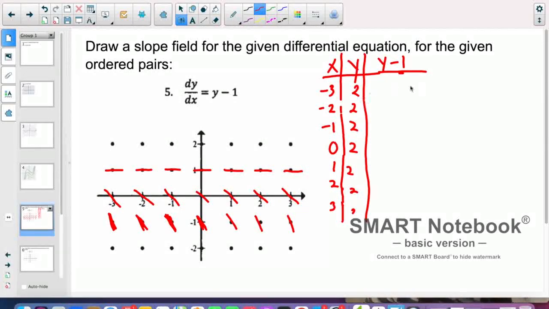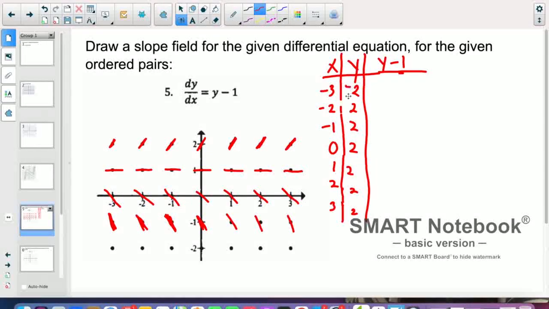Next, I'm going to do the y = 2 line. And again, all of the values over here are going to be the same. 2 minus 1 is 1. So all of these are going to have a slope of 1 at each of those points. So my slope of 1 is something like this. I'm drawing 1 in for all of these. So again, if you can find a pattern within this differential equation that's going to make it easier for you to solve, then that will be great.